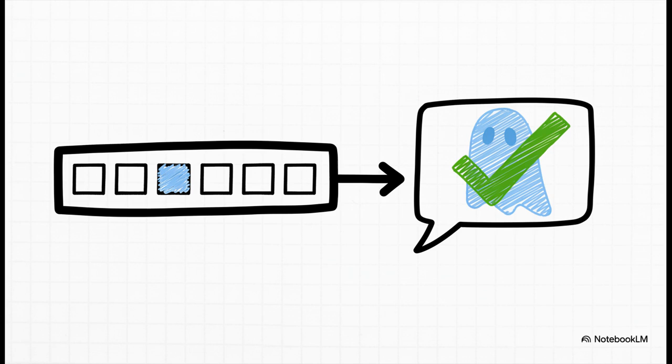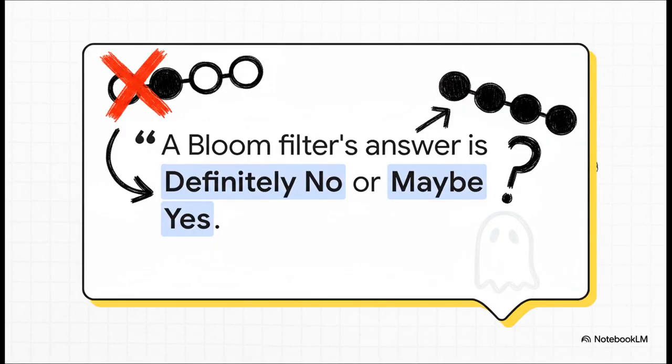But wait a minute, we know for a fact we never added it. This right here is called a false positive. The filter gave a positive result that was, well, false, all because of a random hash collision. So this is the most crucial point. You have to get this. A Bloom filter never gives a simple yes or no. Its answers are definitely no or maybe yes.